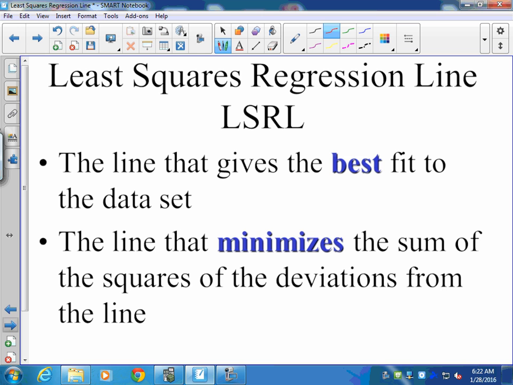Conceptually, the least squares regression line gives us the line that best fits the data set. We know it best fits, and it's in the title: least squares. It's going to minimize the sum of the squares of the deviations from the line. We'll see why we have to square, just like with a lot of our statistics. Squaring is something we have to do to be able to get a specific value.